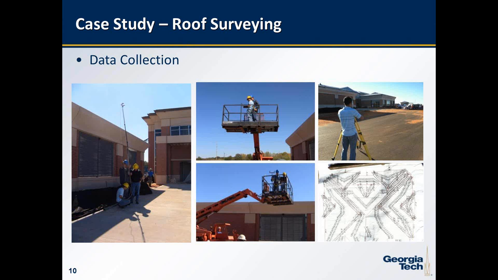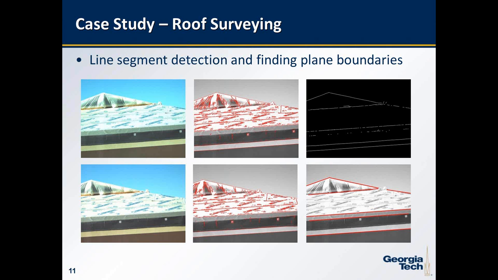Also, as ground truth data for measurements, we used a total station to get the measurements, and we also had measurements from a manual measuring system using tape measures. In the processing step, we started from line segment detection, which you can see in the middle column. Those lines were then used to generate 3D lines, and from those 3D lines we could extract the roof planes available in the scene.